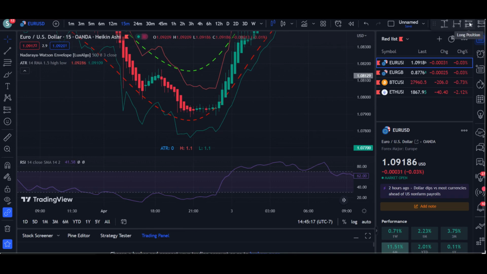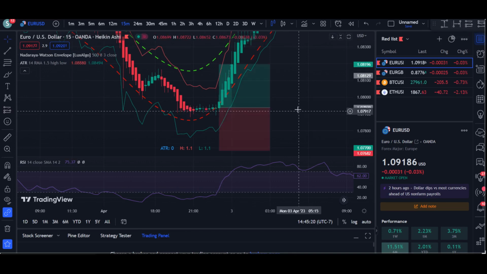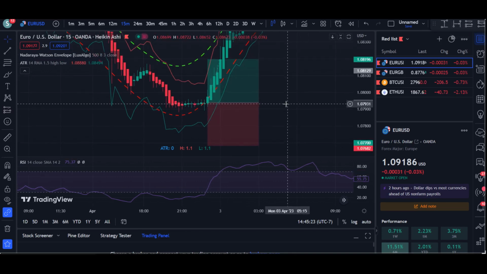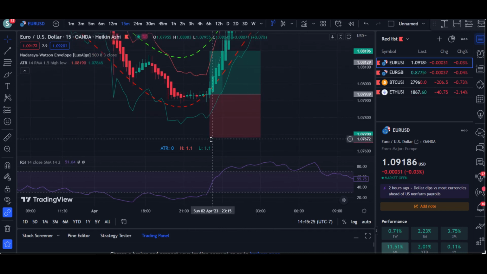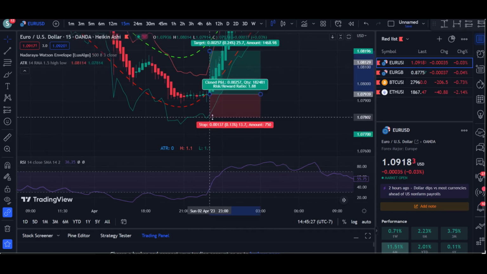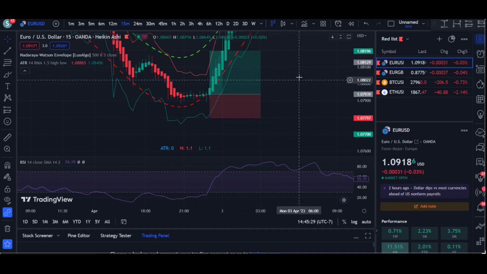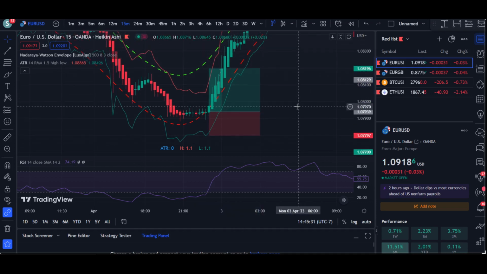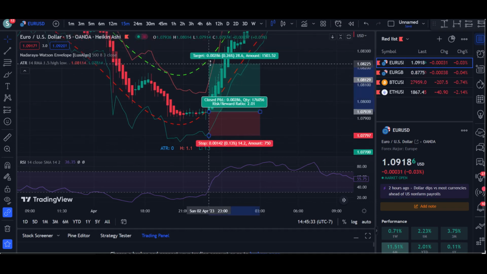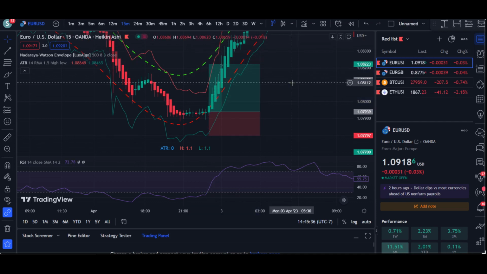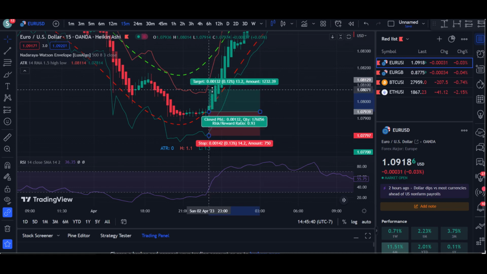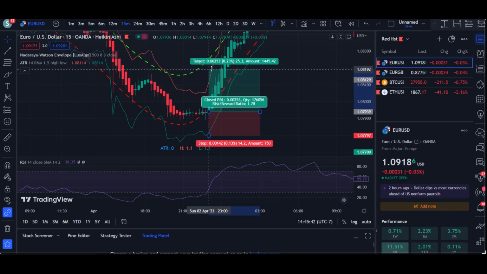So what we're going to do is we're going to open a long position. As for the stop loss, we are going to set the stop loss to the ATR line. So right here below the green line. As usual, I set at least a 1-to-2 risk-reward ratio, and I take my first profit point at the 1-to-1 risk-reward ratio. So somewhere around right there.